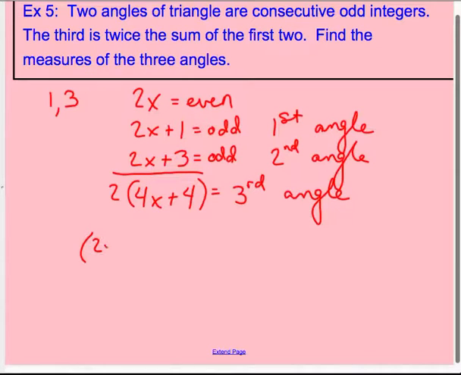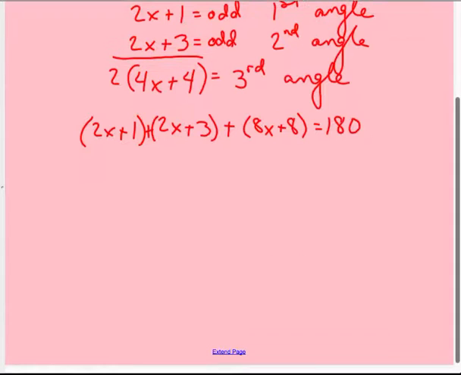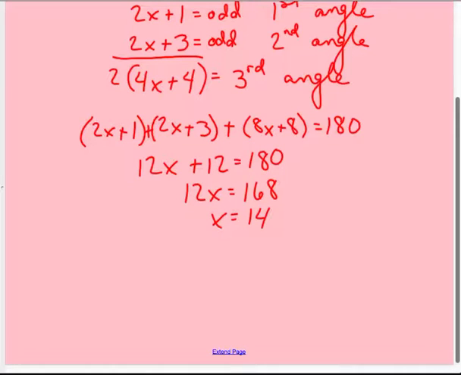My first angle again is 2x plus 1. Sorry, there should be a plus sign there. My second angle, I've got 2x plus 3. And my third angle, I'm going to distribute that too. I've got 8x plus 8, totaling 180 degrees. Combining like terms, I've got 8x plus 2x plus 2x gives me 12x. 8 plus 3 plus 1 gives me 12. Subtracting 12 and dividing by 12, I get x equals 14.